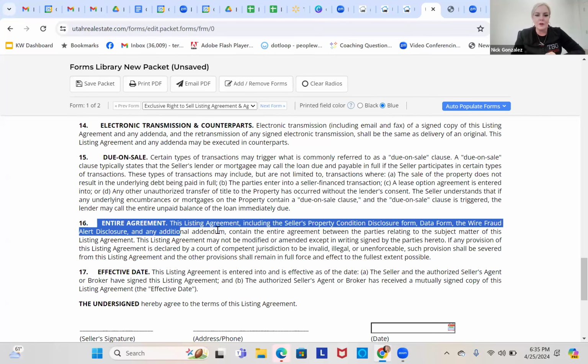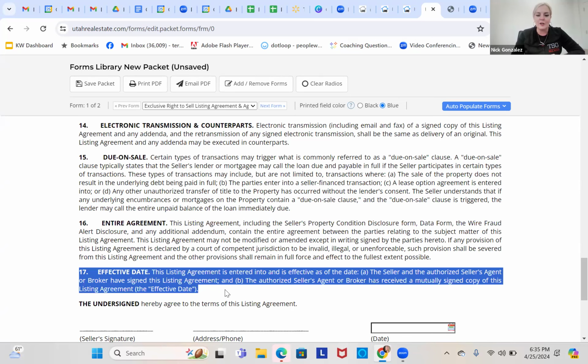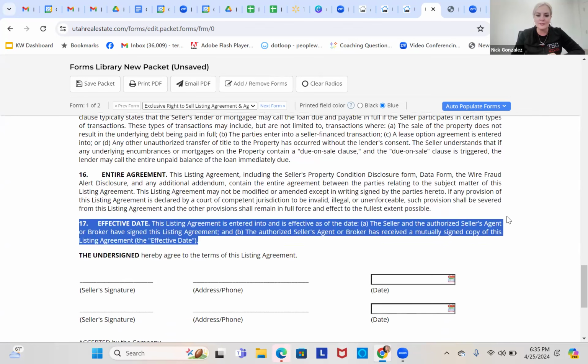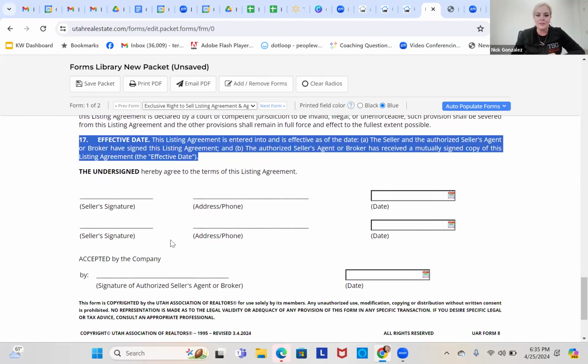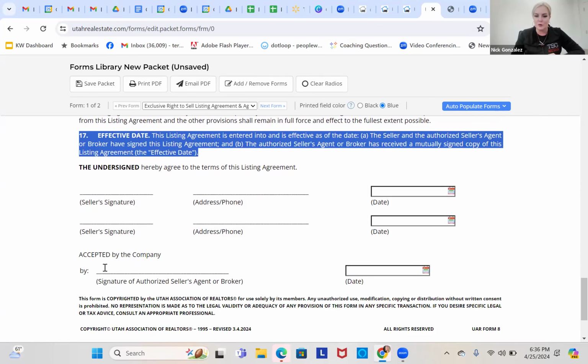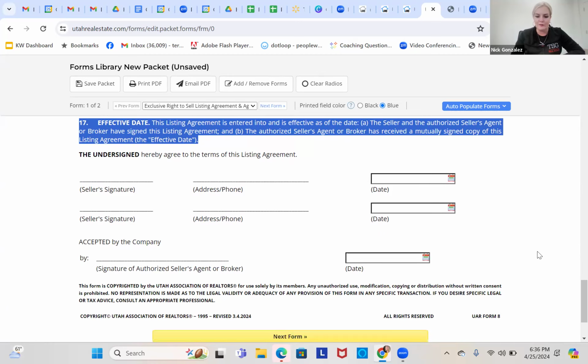The entire agreement, along with seller property condition disclosure, data form, wire fraud, any additional addendums we have here is considered one agreement and the entire agreement. And the effective date, it goes into effect the date that we all sign it, which would be the seller's signature and the real estate agent or broker's signature, dated, all of that. So that's when it goes into effect.